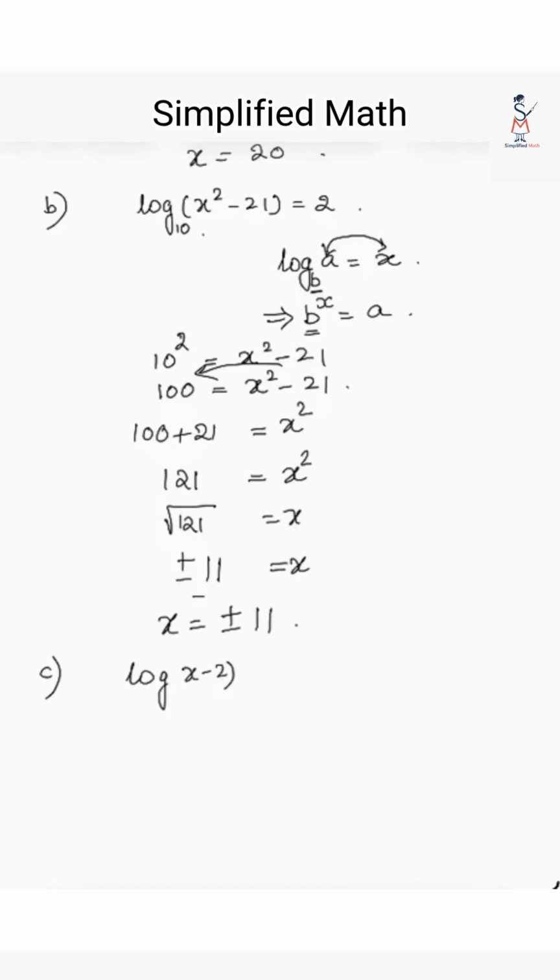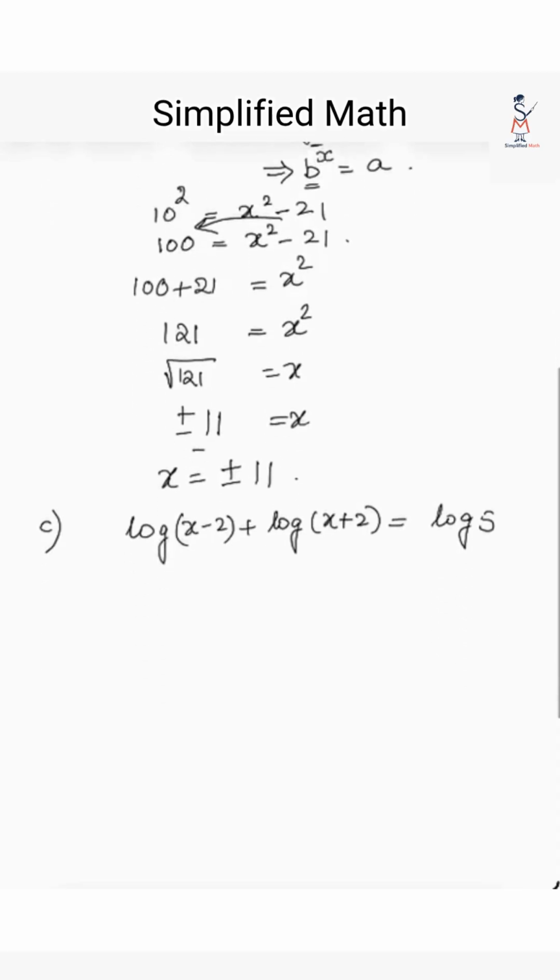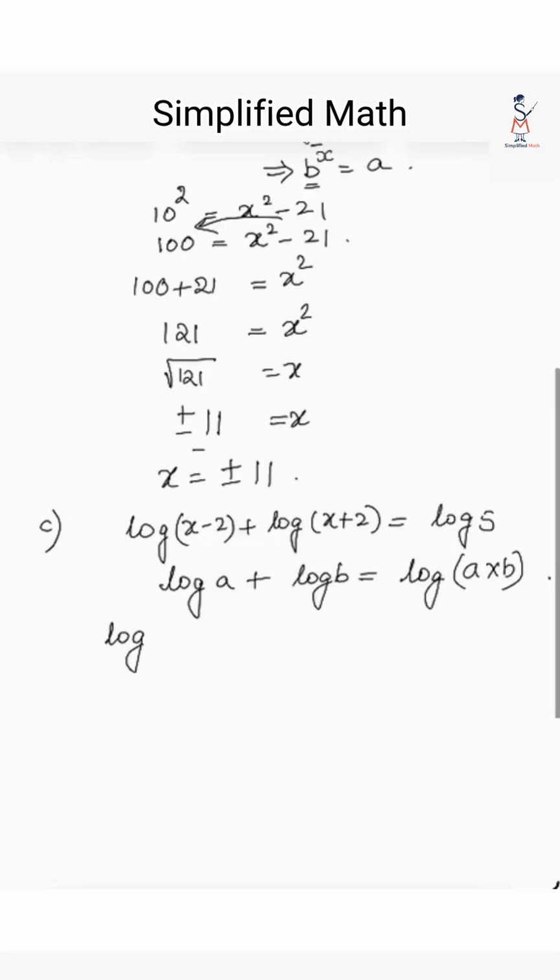(x minus 2) plus log (x plus 2) is equal to log 5. Now here we will use the rule of the log. That is log a plus log b. What is log a plus log b? It's log a into b. So we will use this law. So it will become log (x minus 2) into (x plus 2) is equal to log 5.